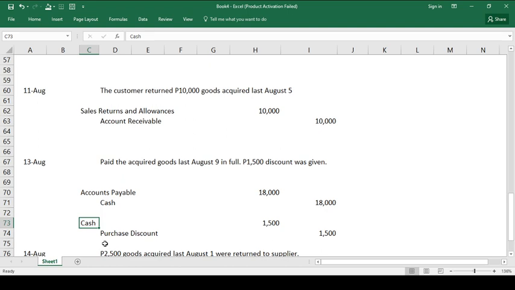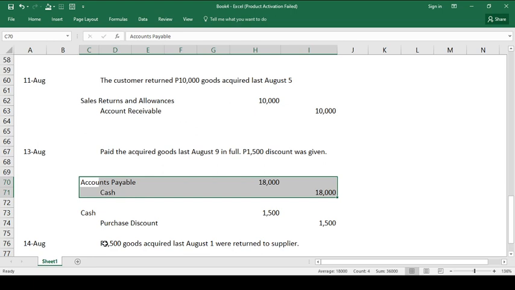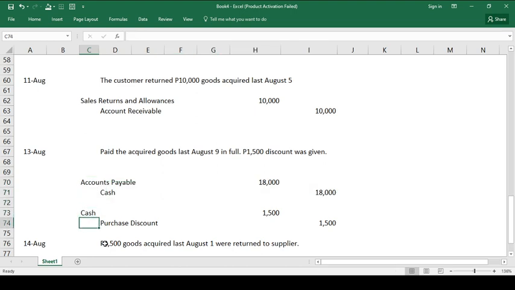Ganun po yung entry natin if binigyan po tayo ng discount. Dalawa po entry natin. Una, yung binayaran natin in full, yung purchase natin last August 9. And then, nung binigyan po tayo ng discount ng 1,500.